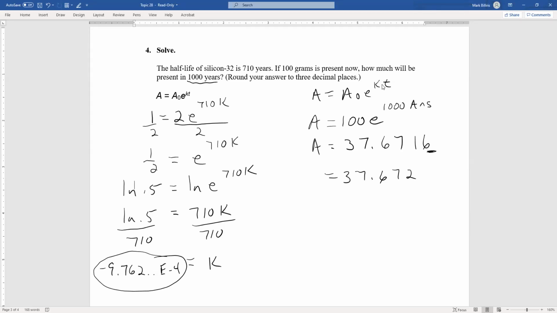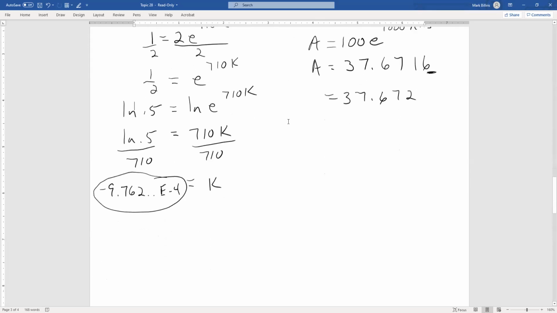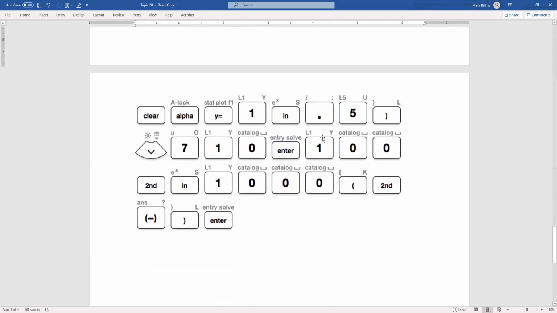Now what I've done is I've written down the steps to put that last problem into your calculator, so that you'll be able to do that and see the steps necessary in order to get that answer.